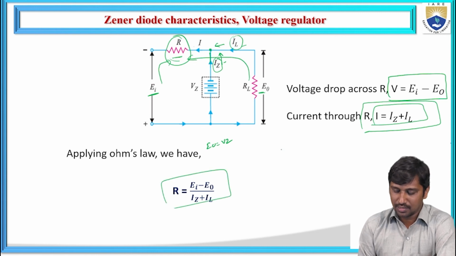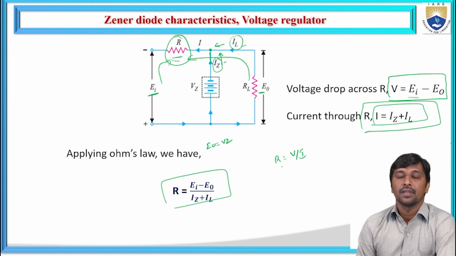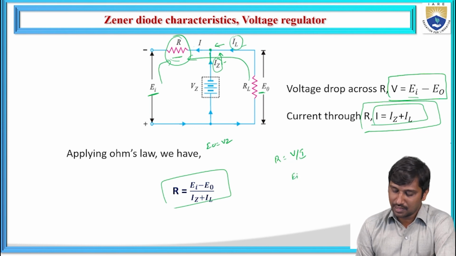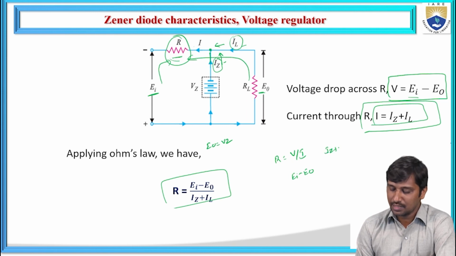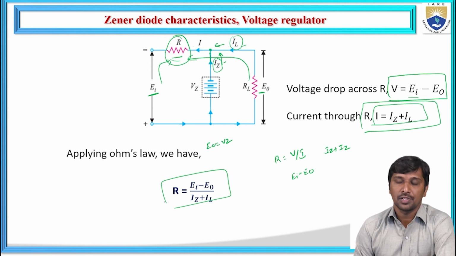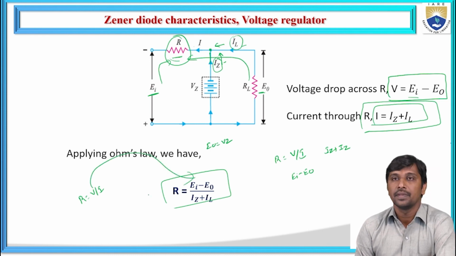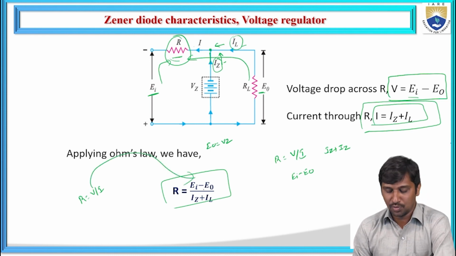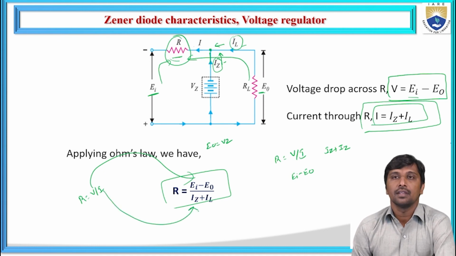We know that R is equal to V by I. We identified that the voltage drop across this resistance is EI minus E naught, and the current flowing across this resistance is the summation of the Zener current and the load current. Hence, according to Ohm's law, R is equal to V by I. In place of V, I substituted the potential difference between input voltage and output voltage, and in place of I, the current flowing through the Zener and load.